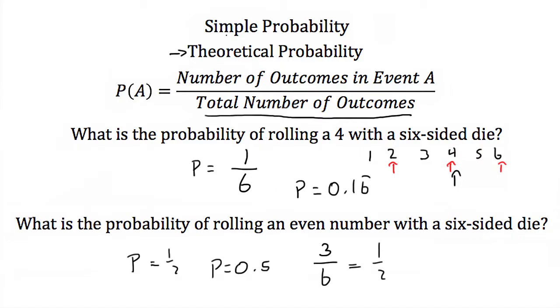So even though we're talking about theoretical probability, the way we solve for the probability is exactly the same. This is just the theoretical probability because we know every possible outcome of the total number of outcomes.